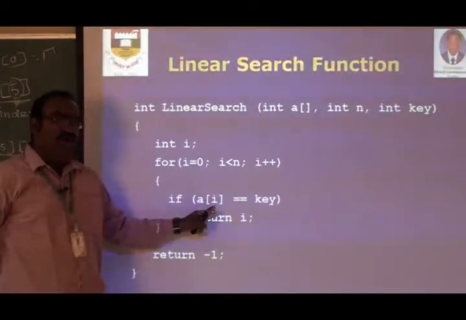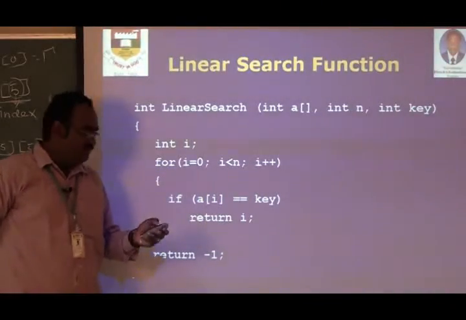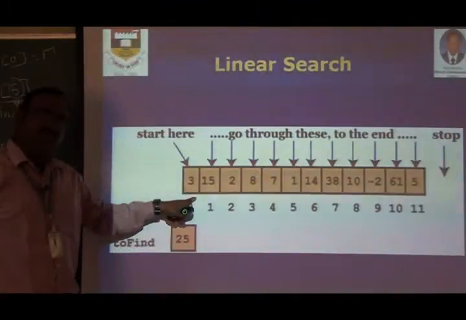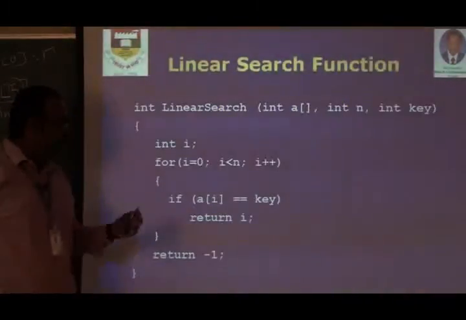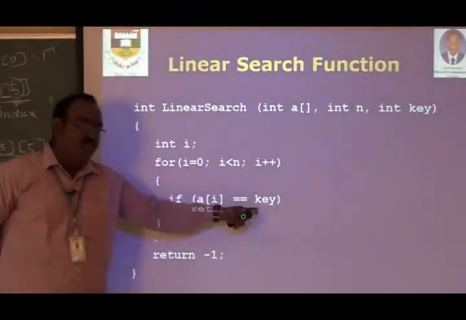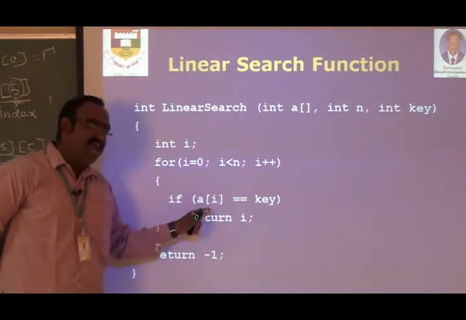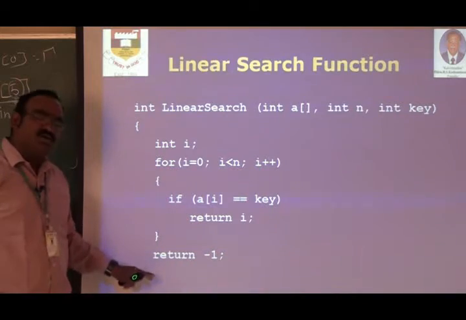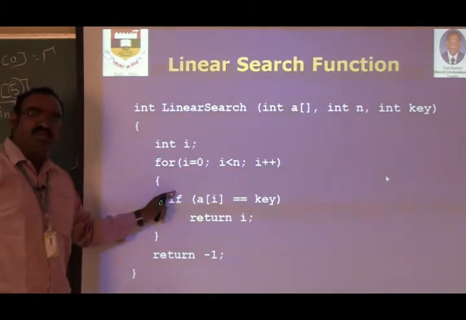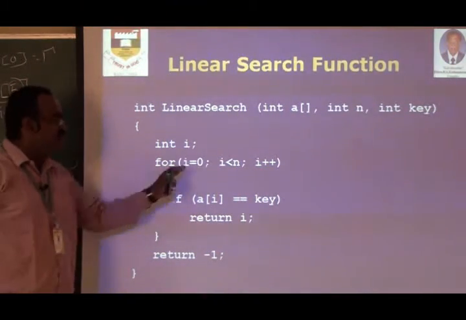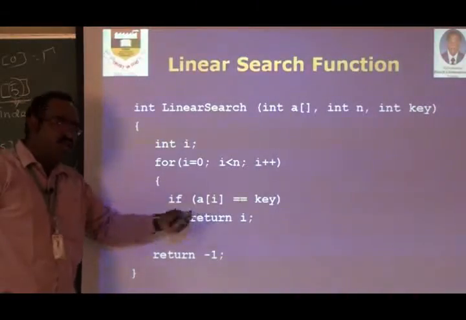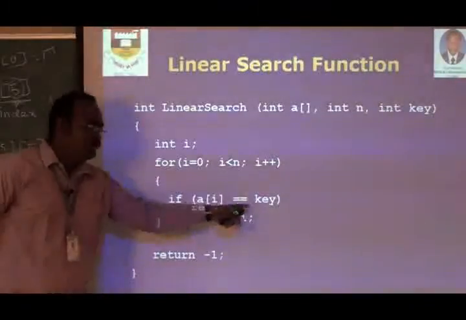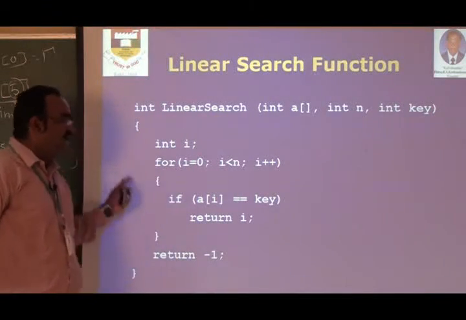Is a of 0 equal to the key, say 25? 25 is our key value. 12 is the size. So a of 0 is 3, right? So a of 0 is checked with 25. But the actual value in a of 0 is 3, which does not match. So else, it's going to iterate, incrementing by 1. Now i is equal to 1, a of 1. What is the value in a of 1? It's 15. Now 15 is compared to 25. There is no match, so again incremented.